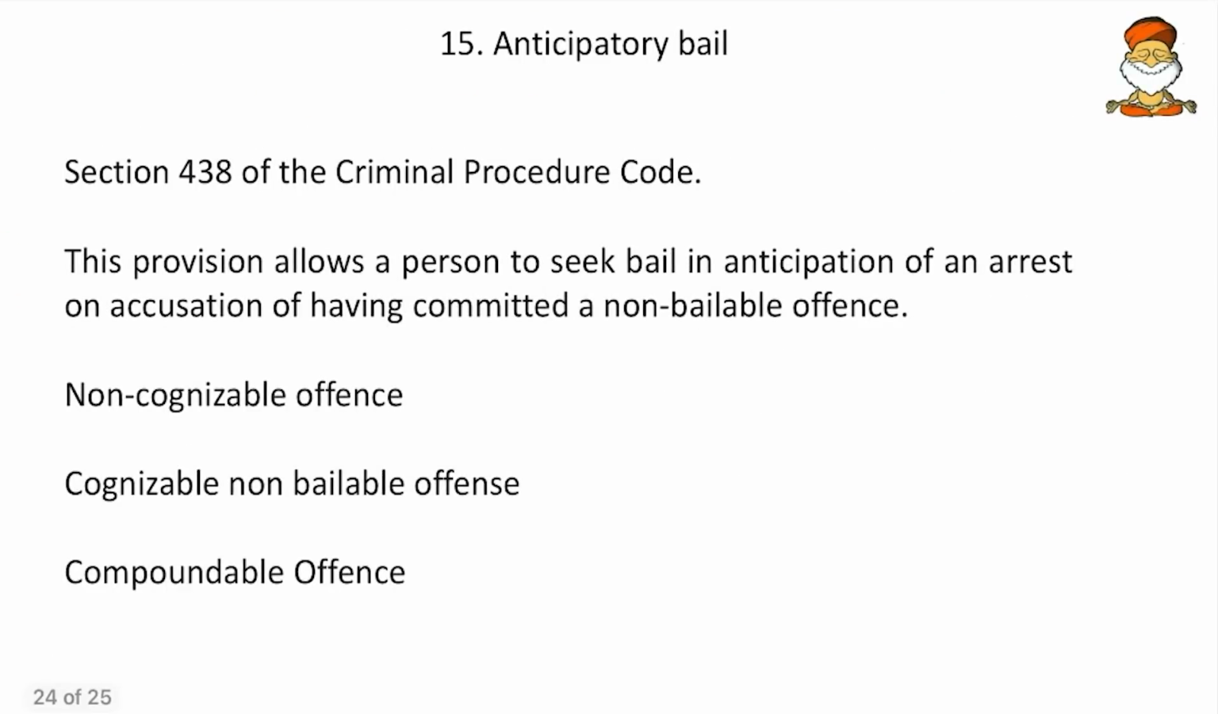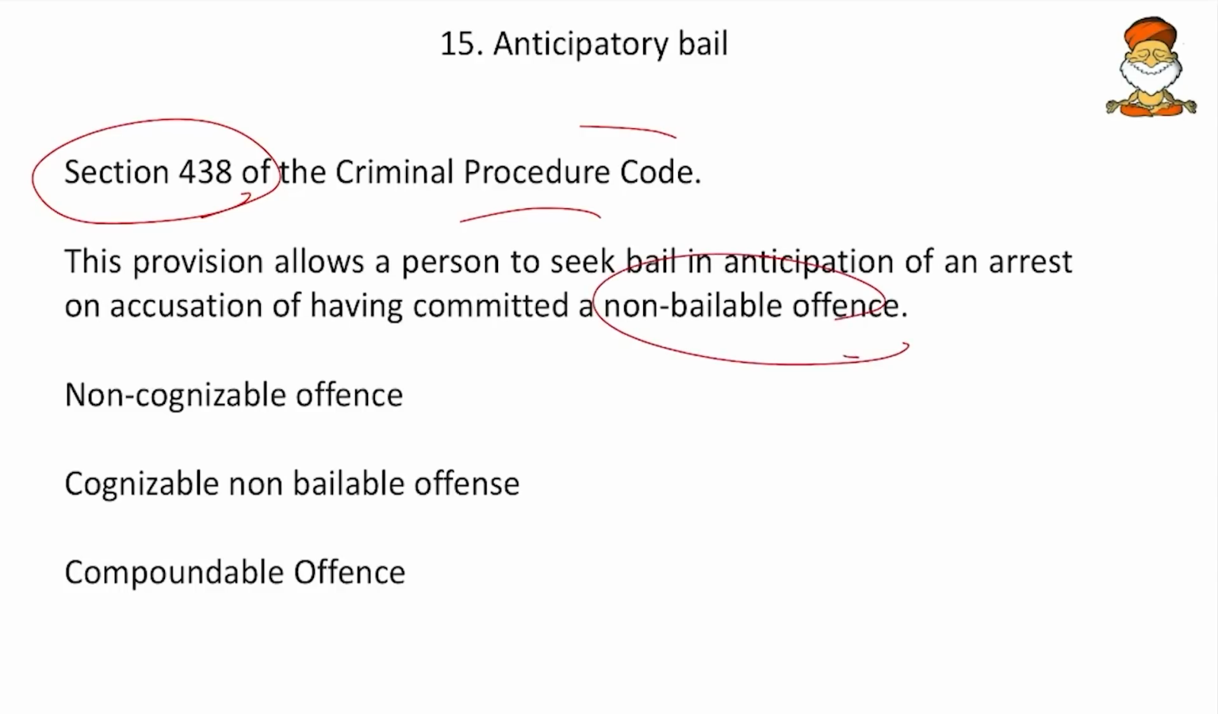And then we have anticipatory bail. Here, Section 438 of the Criminal Procedure Code deals with anticipatory bail. That is, this provision allows a person to seek bail in anticipation of an arrest on accusation of having committed a non-bailable offense. So here we discuss briefly the concept of bailable and non-bailable.